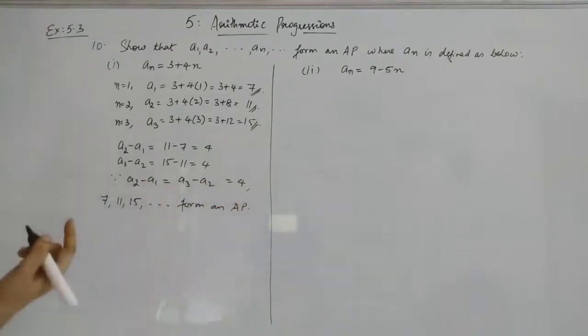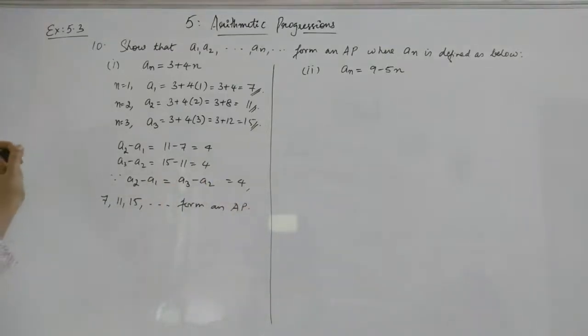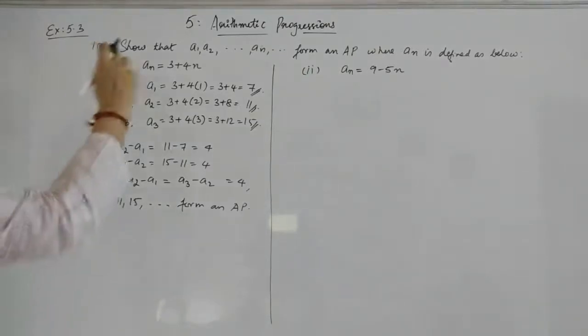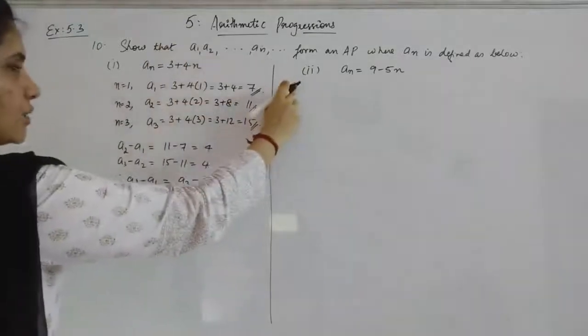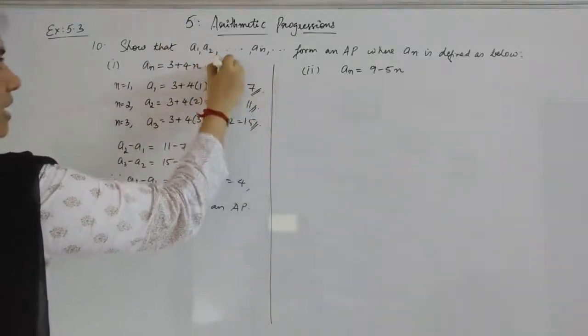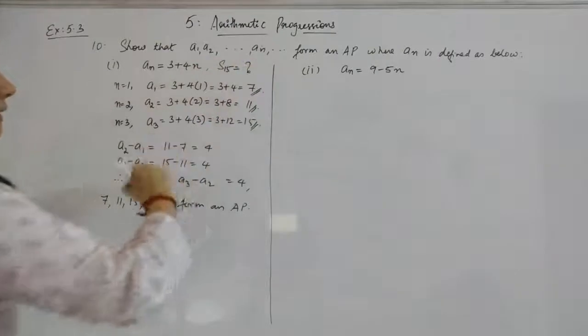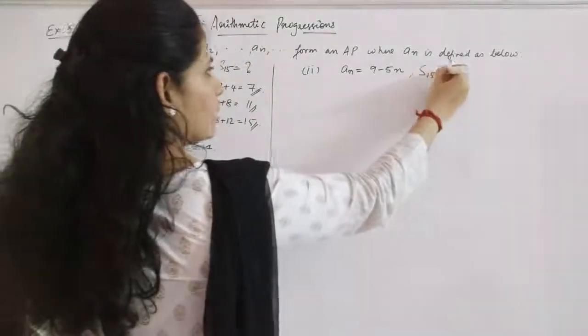Now what is the other question? The other question is, after this you have to find out, one more subdivision is there, that is also find the sum of first 15 terms in each case. That means in this case as well as in this case, you have to find out what is S15. Okay, S15 for both the elements.